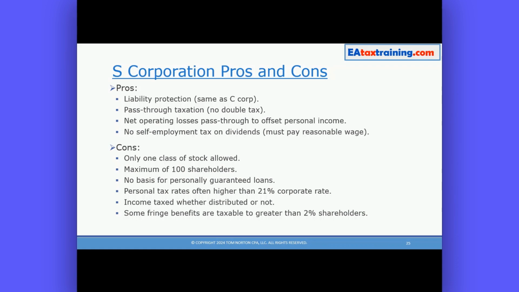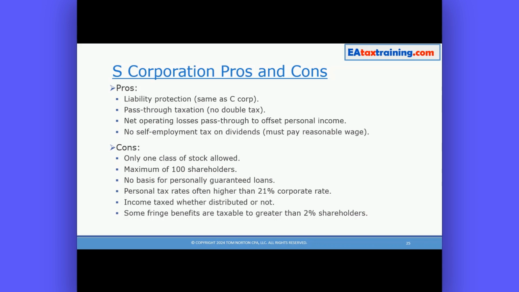So that is a big advantage of an S corp over, for instance, a sole proprietorship. The cons or the disadvantages of an S corporation: there's only one class of stock allowed. So you remember, with a C corporation, you could have as many classes of stock as you wanted. And with an S corp also, you can have a maximum of 100 shareholders. If you have a C corp, you can have as many shareholders as you want.